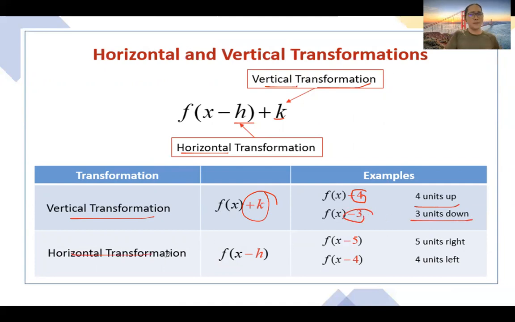Okay, for horizontal translation, you have this form. We're always focused on your h. If it's positive 5, then it's 5 units right. Okay, for correction, if it's x plus 4, then you'll have it 4 units left. Therefore, that means your h is negative 4.